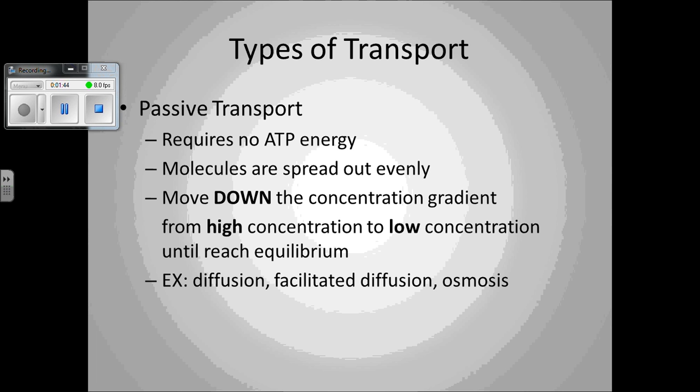Molecules want to spread out evenly, and when they're spreading out evenly, that's called moving down the concentration gradient from an area of high concentration to an area of low concentration. Again, passive transport moves molecules naturally using no energy from high to low concentration until equilibrium is reached. Now, these are specific types of transport. As I mentioned before, diffusion is just the diffusion of molecules. Facilitated diffusion is when molecules need help crossing the cell membrane. And then osmosis is a special type of diffusion using water.